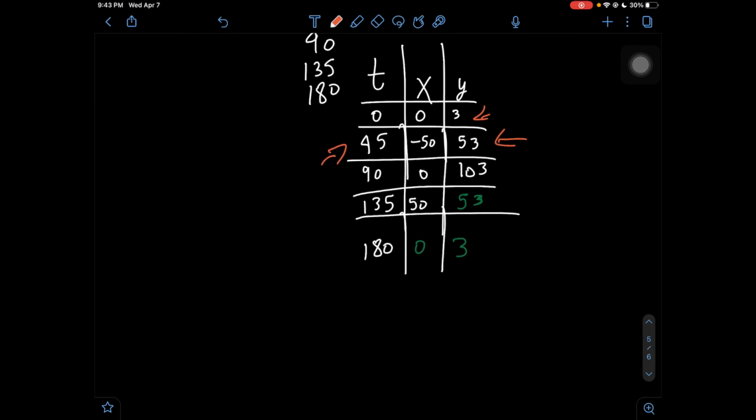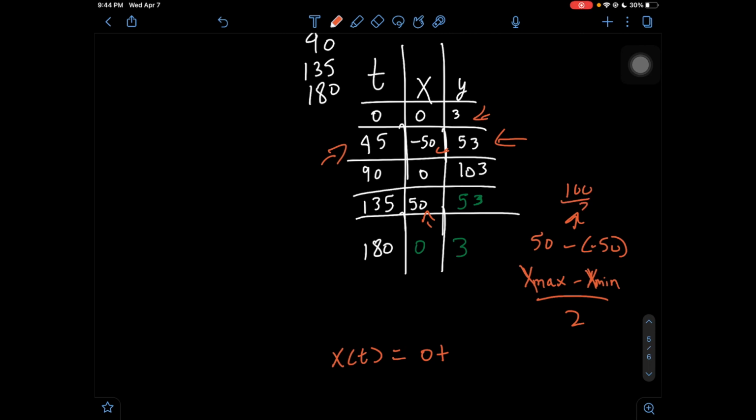So we're going to have our x of t equal our starting point, or our origin, which is 0, plus our amplitude. We can see we're going up 50 and down 50. Or you could do the equation, which is y max minus y min over 2. Well, in this scenario it's going to be our x max and our x min. So our x max, we can see, is 50, and our x min is negative 50. So we have 50 minus negative 50, which is 100. 100 divided by 2 is 50, meaning our amplitude is 50.